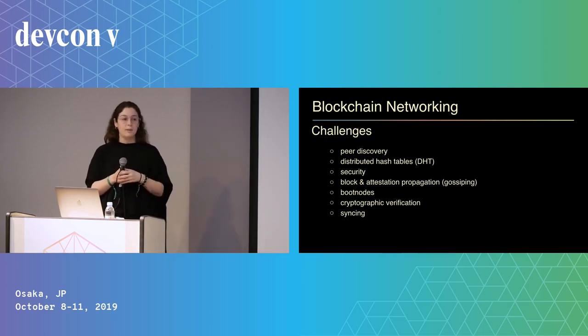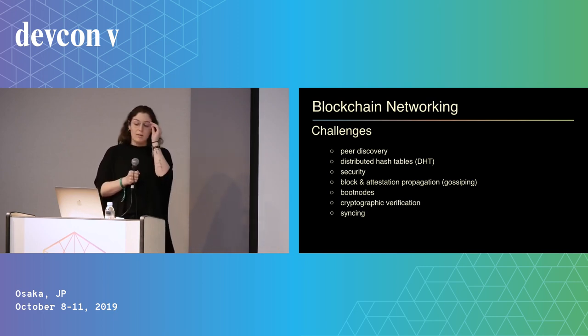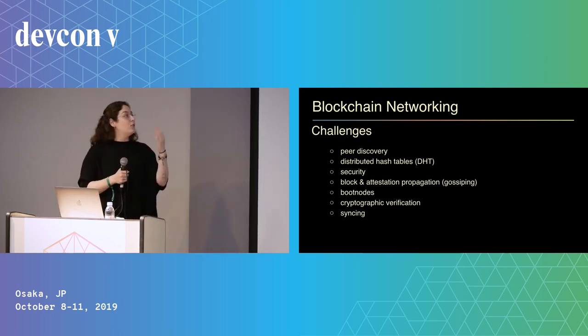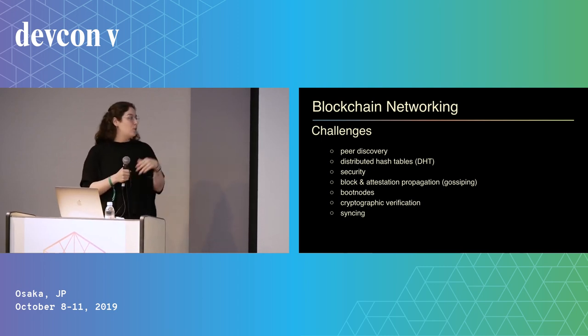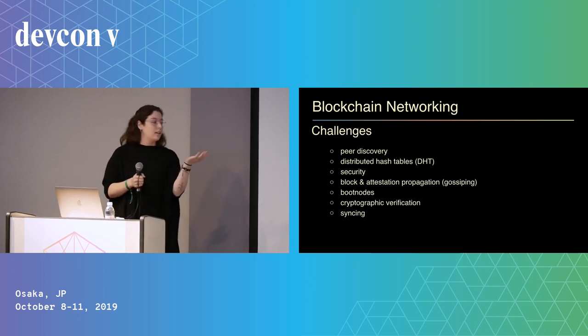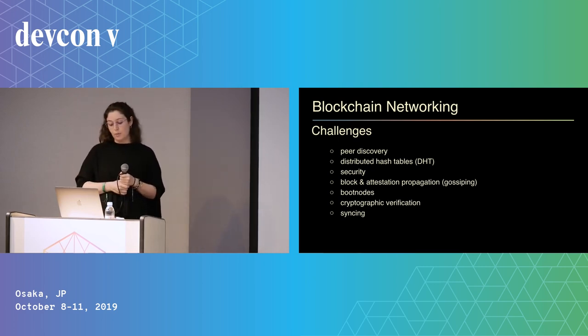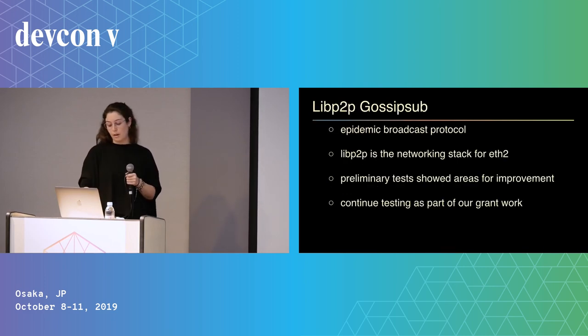How do you store information about those peers in the network? There's the issue of security. How do you increase tolerance to certain kinds of attacks that are prevalent in distributed networks, like Eclipse attacks, what have you? The issue of block and attestation propagation, for which we will use gossipsub. Again, we'll talk a little bit more about that in a second. The issue of boot nodes in the network, which are points of centralization, perceived to be points of weakness. The issue of cryptographic verification, checking to make sure that signatures are valid and hashes match block information. And then the issue of syncing. So how do you efficiently and securely sync information against other nodes in the network?